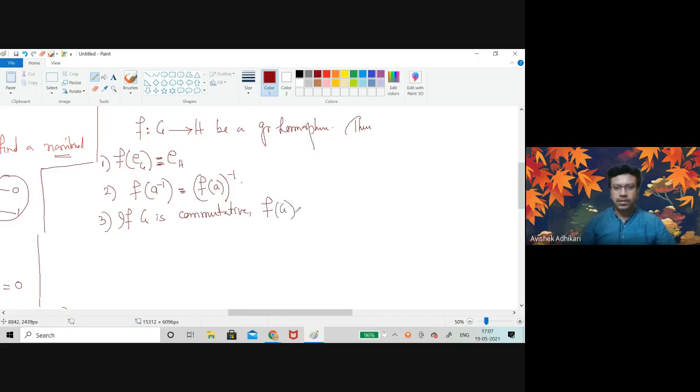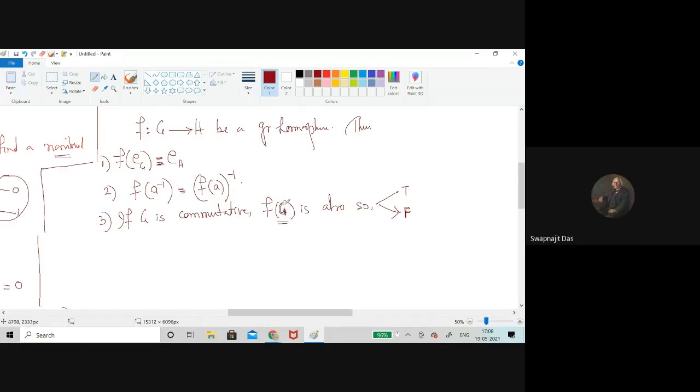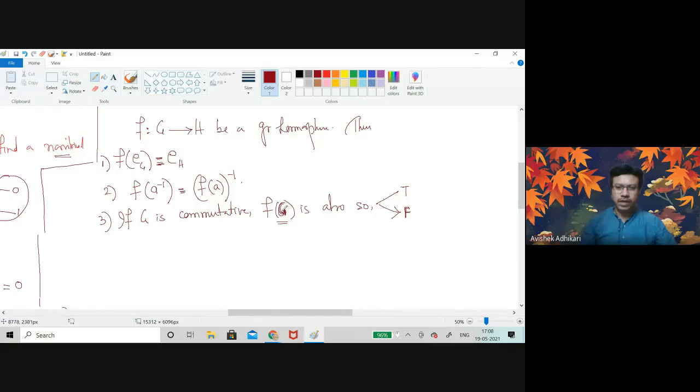Third, if G is commutative, then f(G) is also commutative. True or false? Sir, true. Okay, so I wrote f of G. Then the question is, what is f of G?